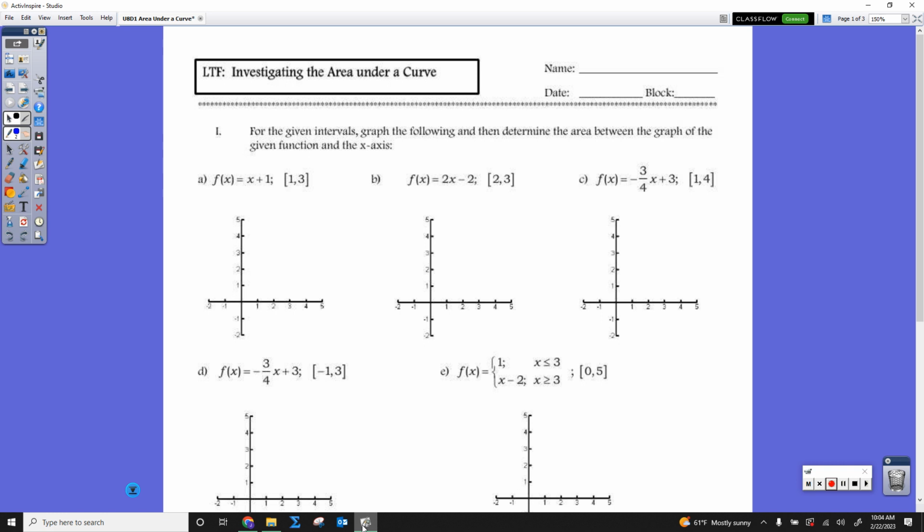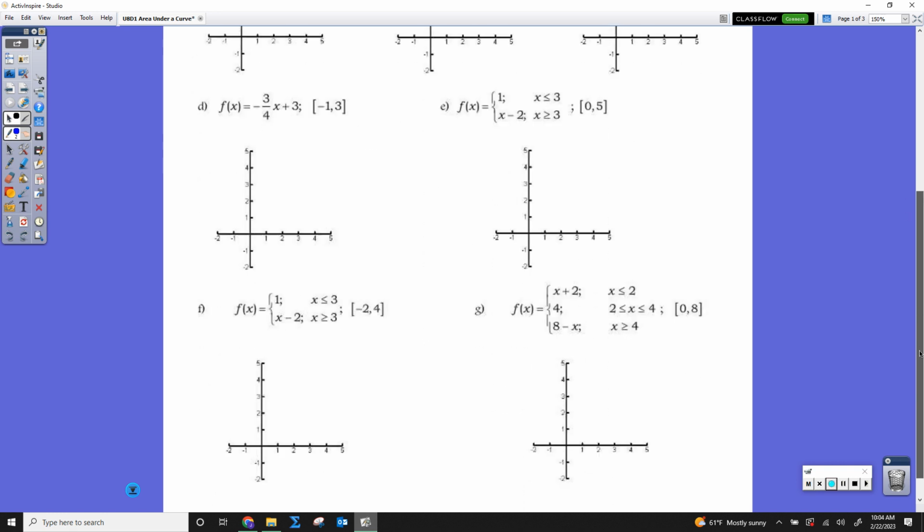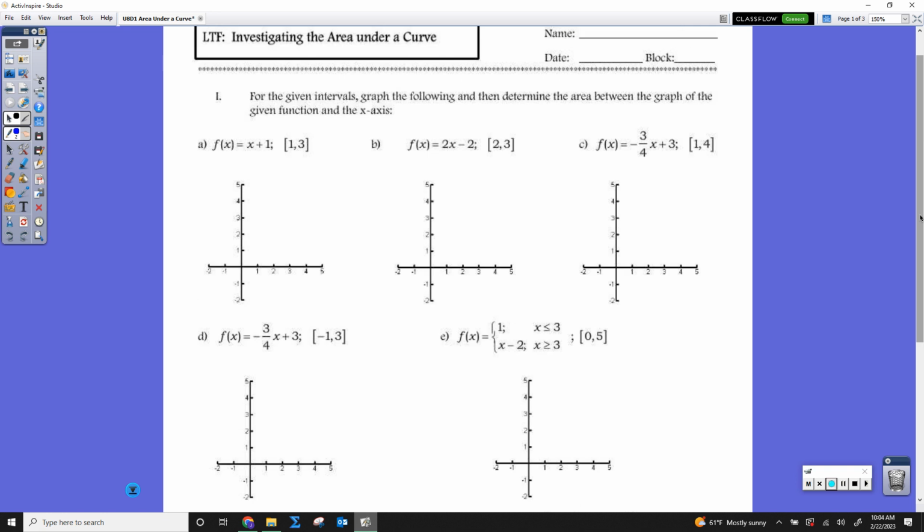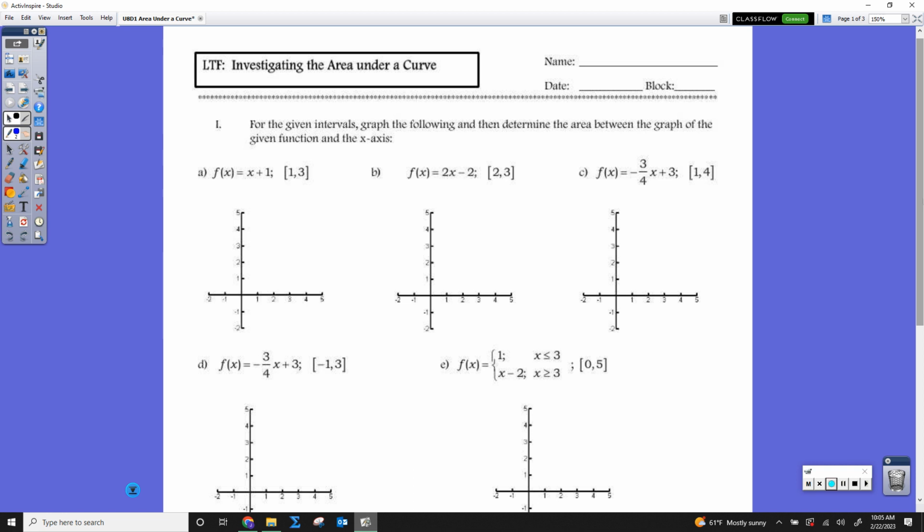But the primary part of our lesson today is investigating area under a curve. So this initial part is something you've already done before. We did it on the LTF with the semicircle and the trapezoid and the triangle, where I made you find some areas of those shapes. So let me do this first one with you just so you can get an idea of what I'm looking for. So you have f of x is equal to x plus 1.